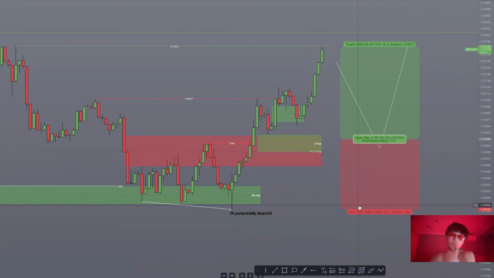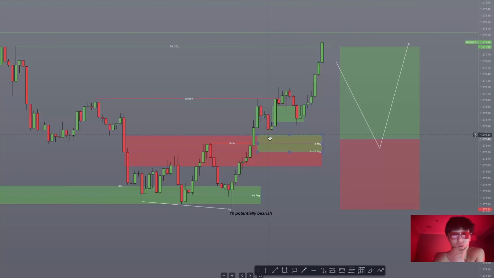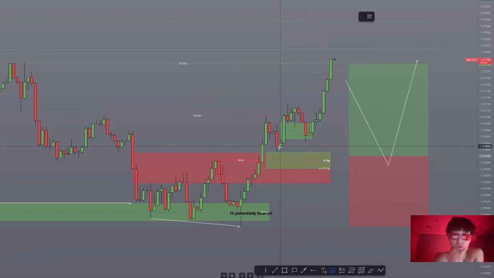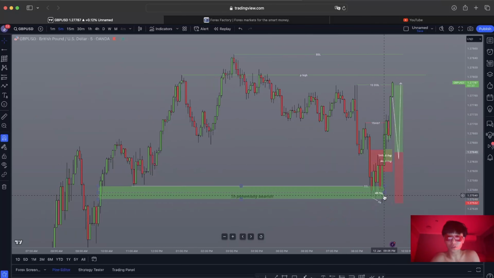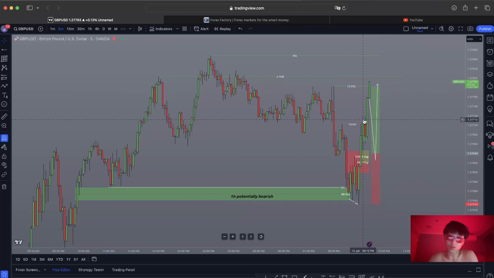Okay, so what could I have done better next time? Maybe I should have just entered straight away on this 1 minute. But then that would have been like a bad risk to reward. Is this a market maker model? Take out the 4 hour fair value gap, take out sell side, internally sweep, consolidate, break, just continue higher.